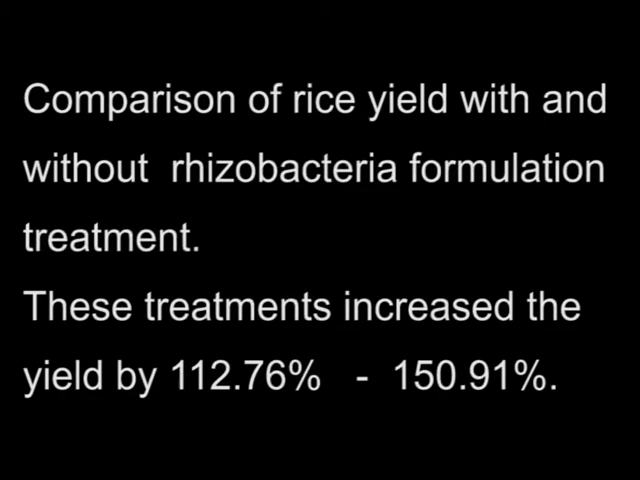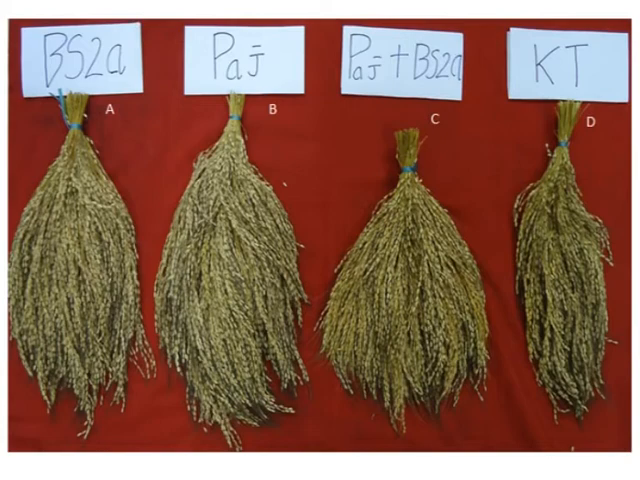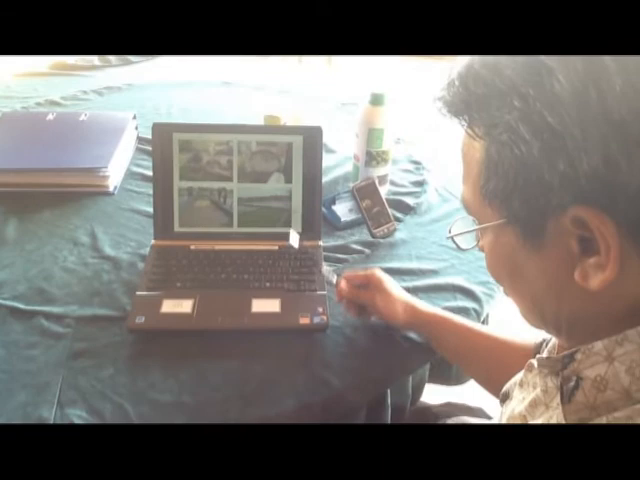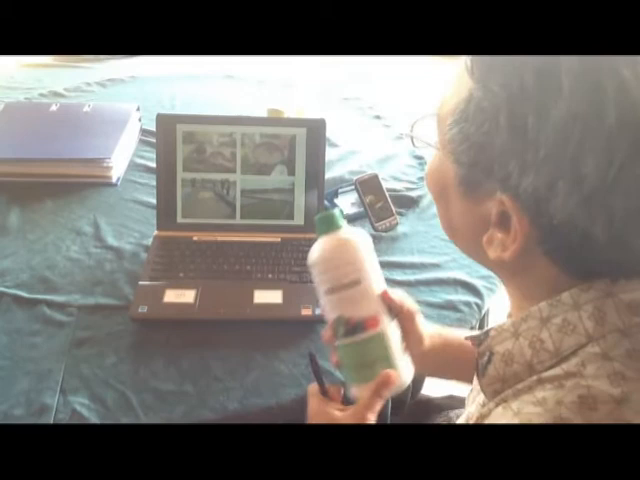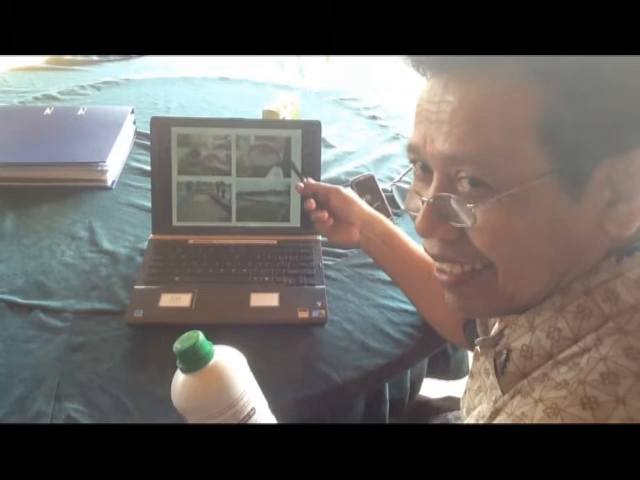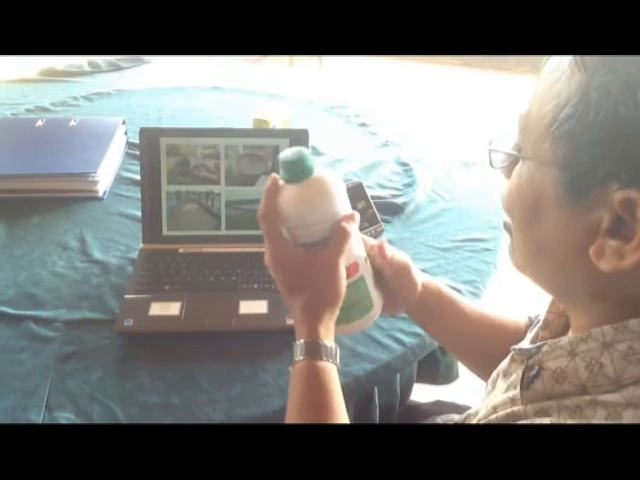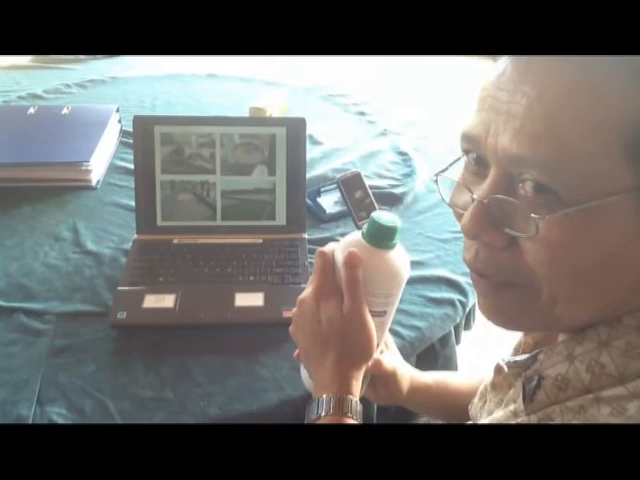So we are trying to implement our study results in the field. This is the field condition. We use this sunlight product to soak the rice seed. We put one liter and then 29 liters of clean water, 1 to 29.